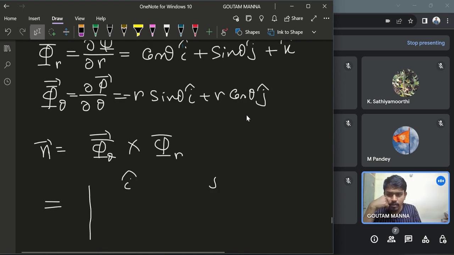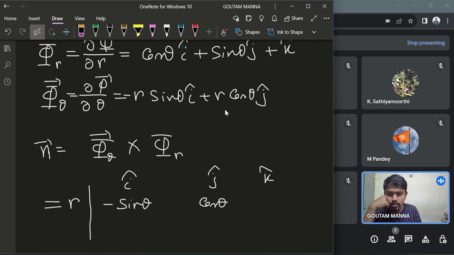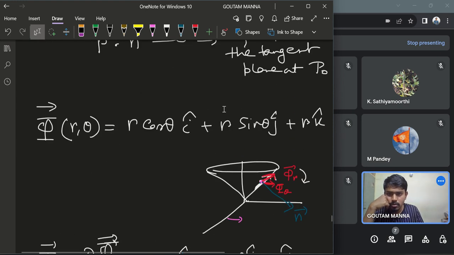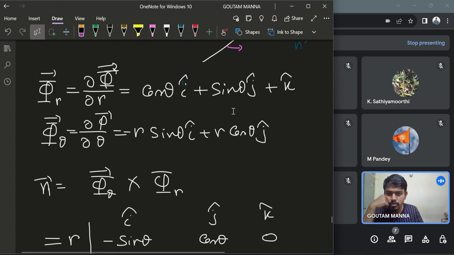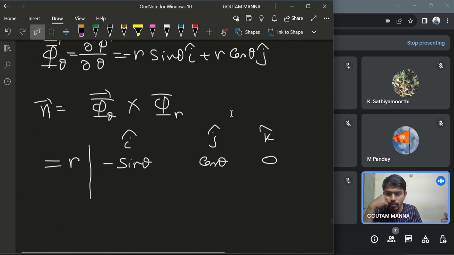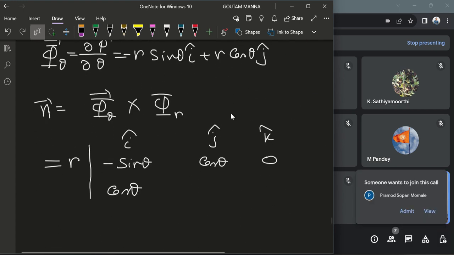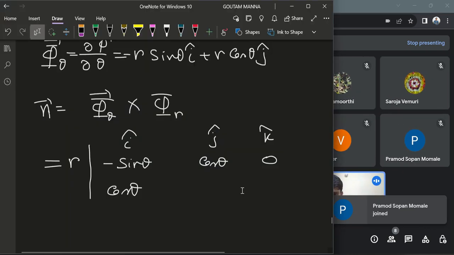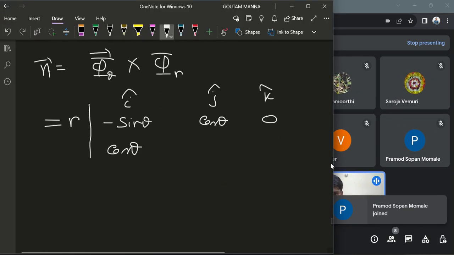So i j k, and for phi theta I can put this R outside, so it will be minus sin theta, cos theta, 0, and this will be cos theta, sin theta, 1.